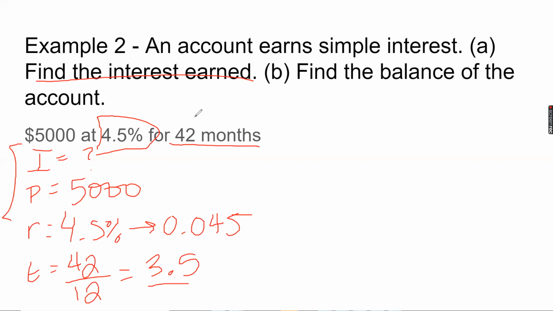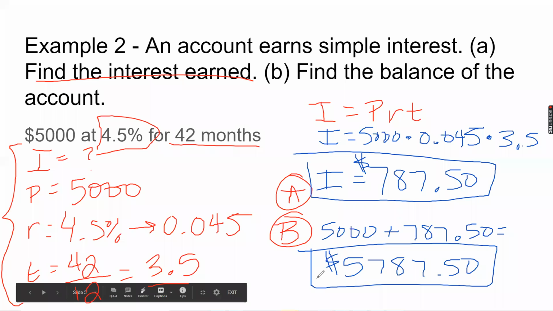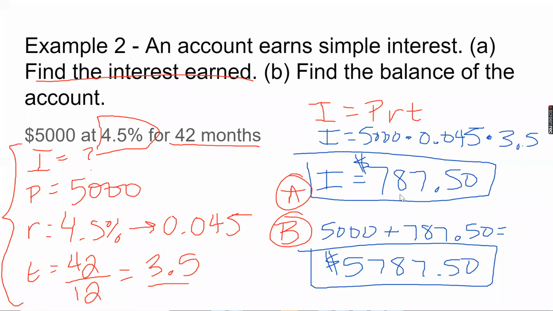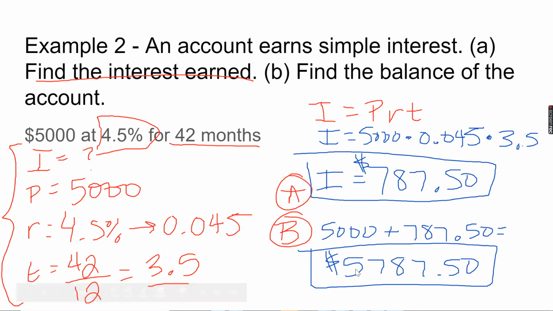So now that you have what all the numbers mean, I want you to use our formula, I = PRT, and finish solving it. So you're going to get the answer for A and you're going to get the answer for part B, just like we did in example 1. So pause the video and try it out now. And these are the answers that you should have gotten. So the interest is $787.50. When you add that to 500, it's $5,787.50. And so that's A, and that is B.